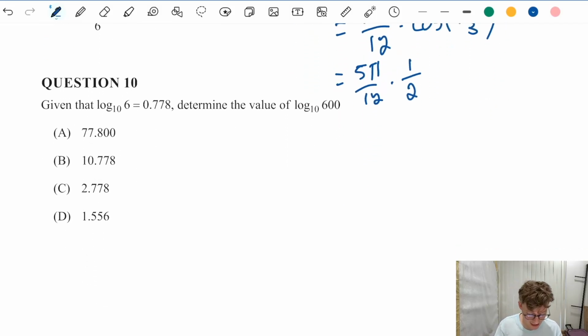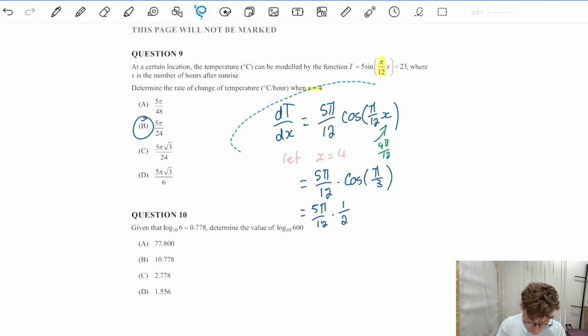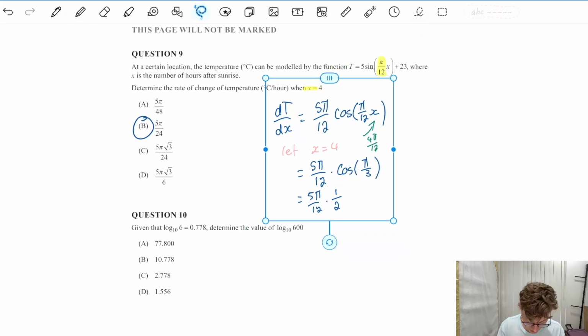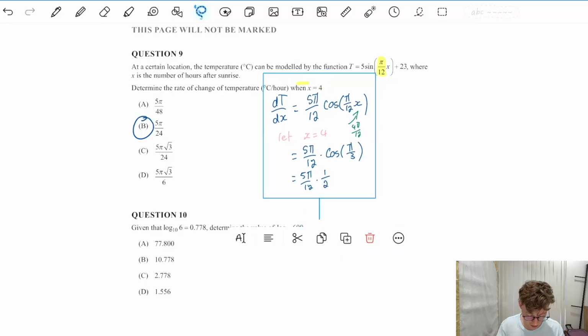Okay, we'll come down to question 10. I'm just going to grab all of this, actually. I'm going to make it a little bit smaller so it stays within the question, so we're not falling out onto question 10.